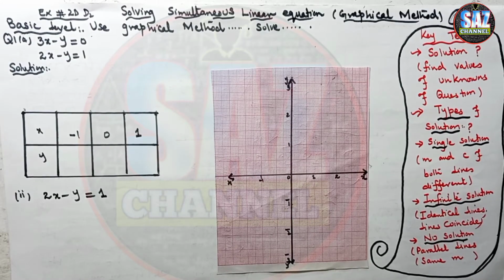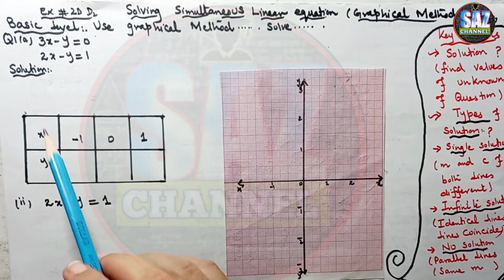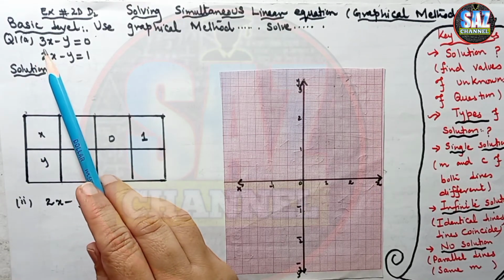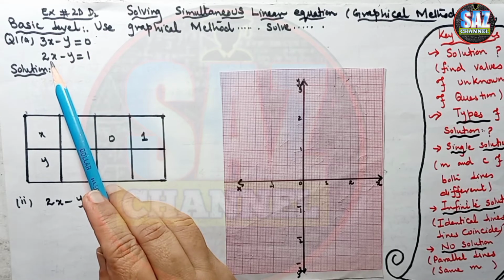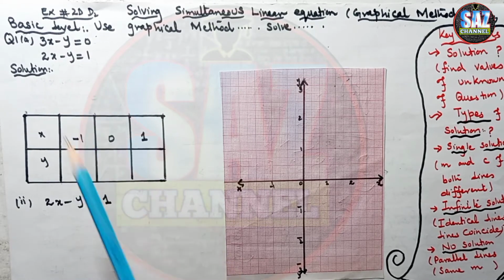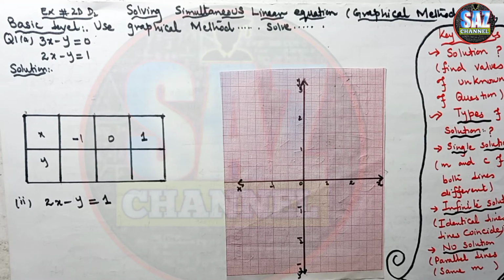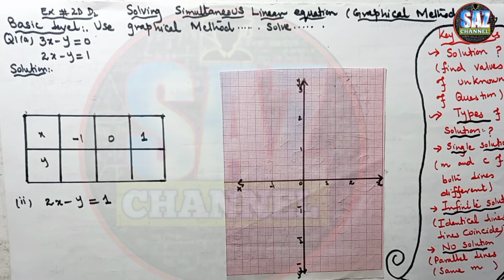Question number 1, A part. The question says use graphical method to solve the following simultaneous equations. In A part, we are given two equations: the first equation is 3x minus y equals 0, and the second is 2x minus y equals 1. For the plotting of simple linear equations, there are different methods available, either the table of values or you can go with the intercepts. In my lessons, I will be displaying both the methods, so at this stage students should have command of both the methods.